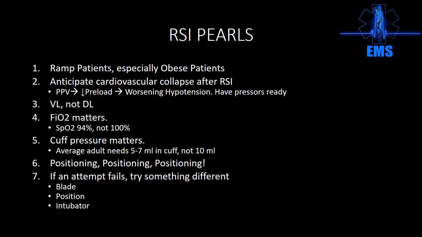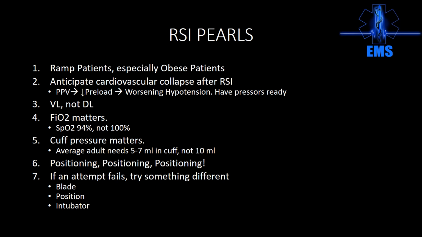The fractional inspired concentration of oxygen matters. We're looking for SATs of 94%, not 100%. Okay, 100% hurts patients. 94% reasonable. So how do I do this? If the patient doesn't have an oxygen problem, if I'm intubating them for airway protective measures, i.e. they have a head injury, I'm looking to keep their FiO2 somewhere around 50%, right?